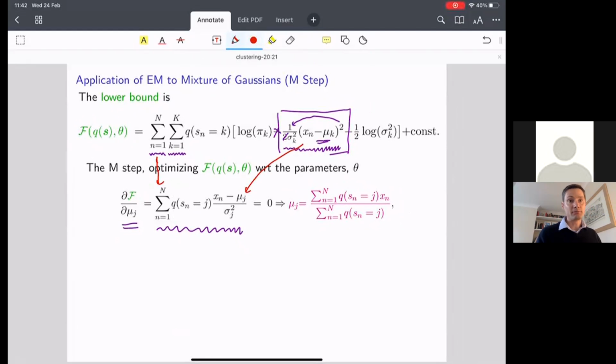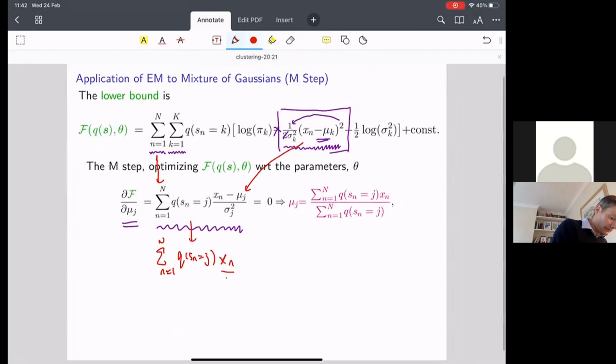And if you then rearrange the expressions that result, let's just fill in the steps here. So you'll get the sum on n equals 1 to N of q(s_n = j) times x_n over sigma j squared, minus the sum on n equals 1 to N, I'm just expanding out the multiplication here to make this absolutely explicit, of mu j over sigma j squared, equals 0.